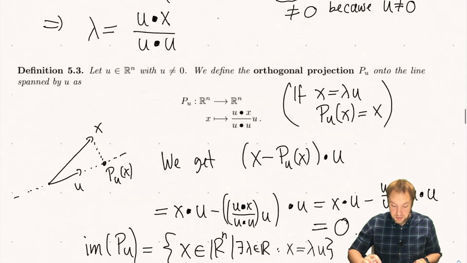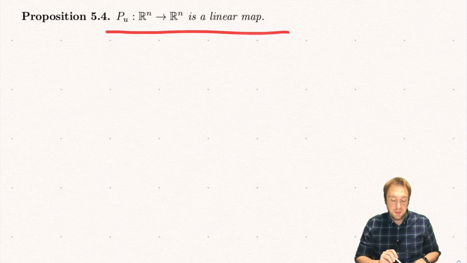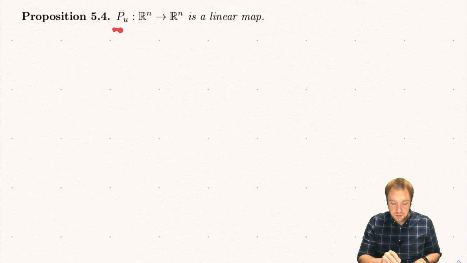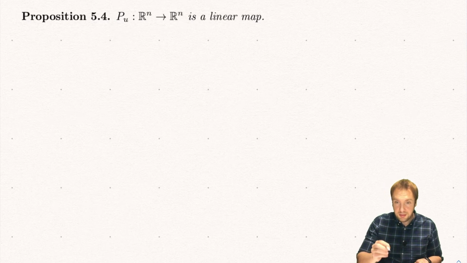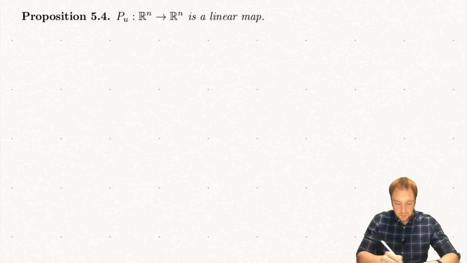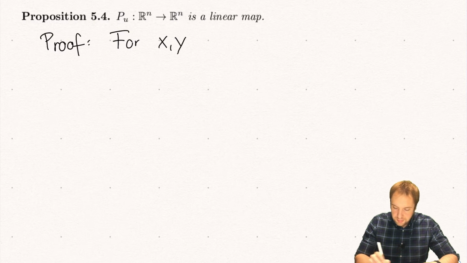But this we want to check now explicitly. So the statement is that for any u which is not 0, this orthogonal projection pu is actually a linear map. So let's prove this. Let's take two vectors, x and y. I'm sorry, I call them x and y now and not u and v.